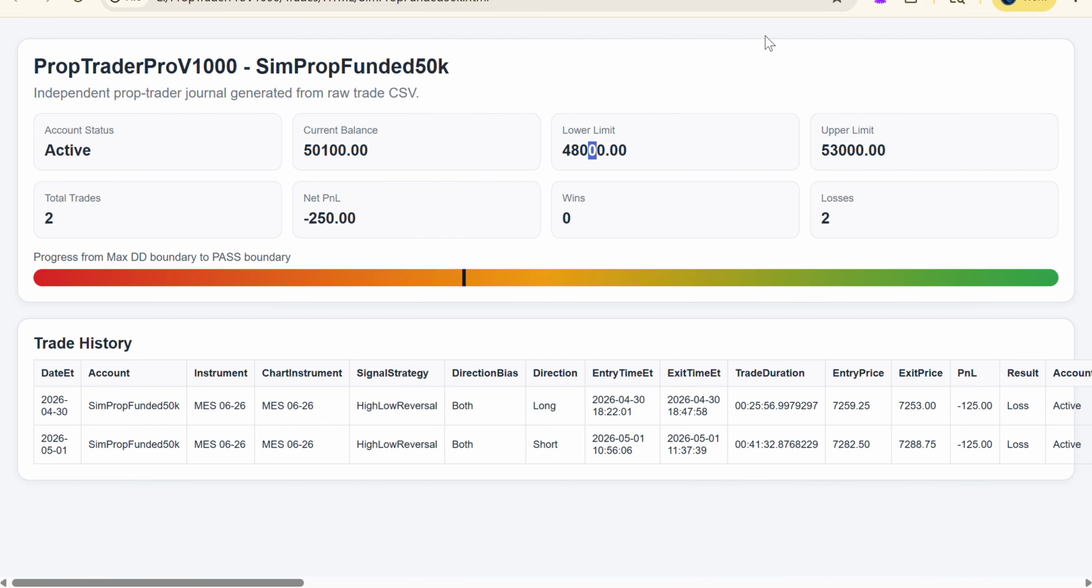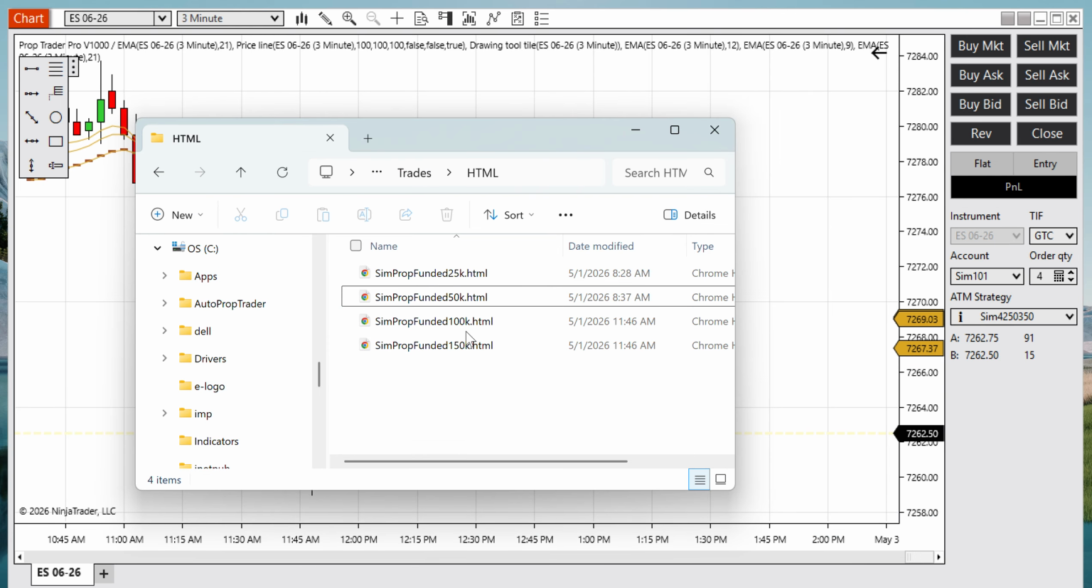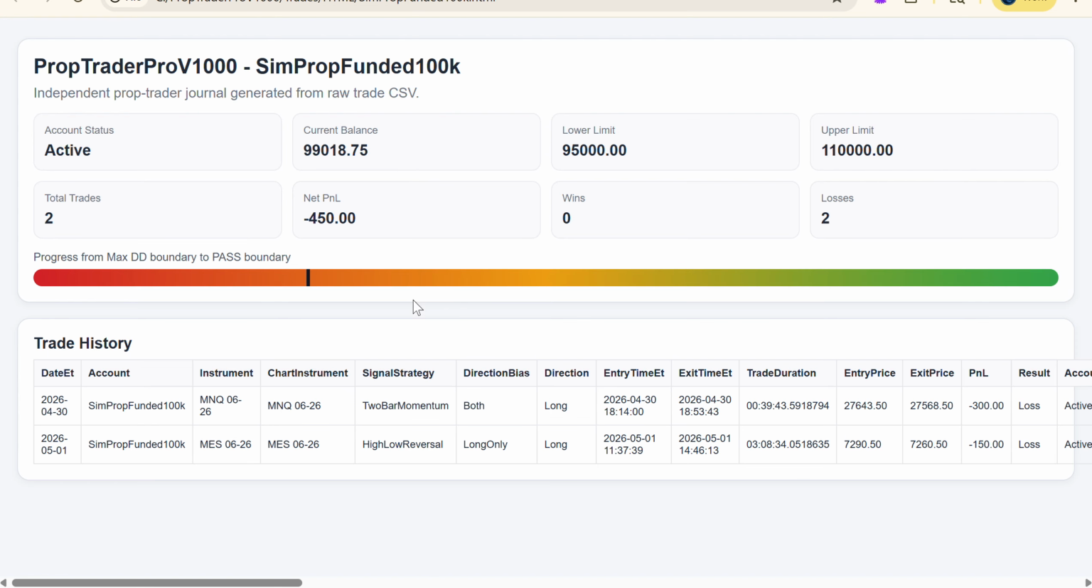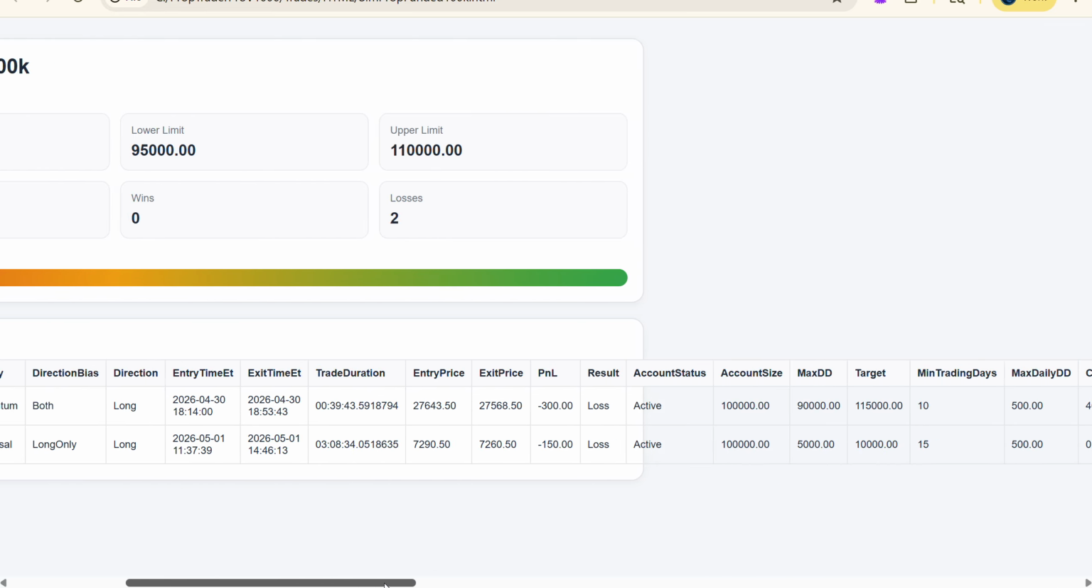This is an older journal, so we have a little better journal. This was a 100K account. Your account name will be here. Instead of showing particular names, I'm showing sim names, so that this is demo. And all the instruments. It took long only once, and then I had both also at some points, but then it took long only. And then duration: this one was 39 seconds, this one was 3 minutes. So this is what happened.